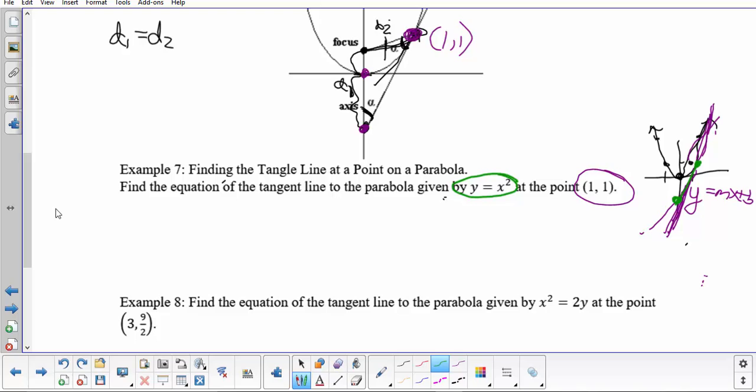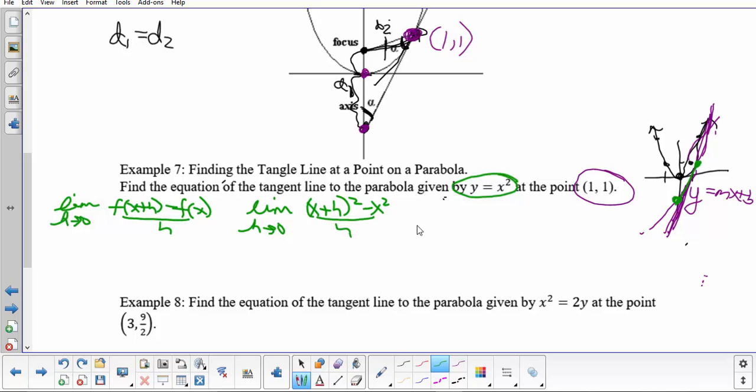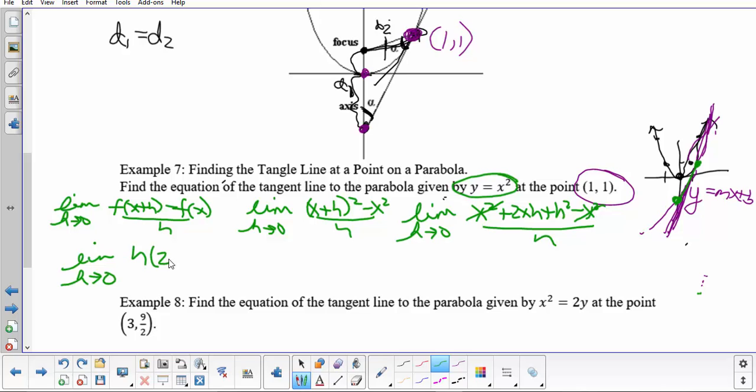So if you think back, we had the formula, the limit as h approaches 0, f of x plus h minus f of x over h. So we're going to do the limit as h approaches 0 of (x plus h) squared minus x squared over h. When we FOIL this out, it's the limit as h approaches 0 of x squared plus 2xh plus h squared minus x squared over h. Canceling those, we can now rewrite it as the limit as h approaches 0 of h times (2x plus h) over h. Cancel h, take the limit, so the slope formula is 2x.